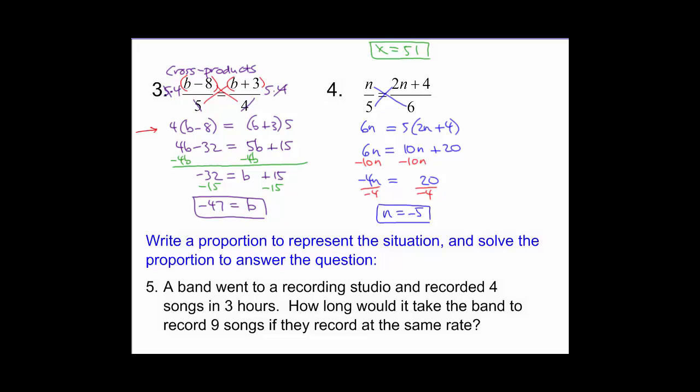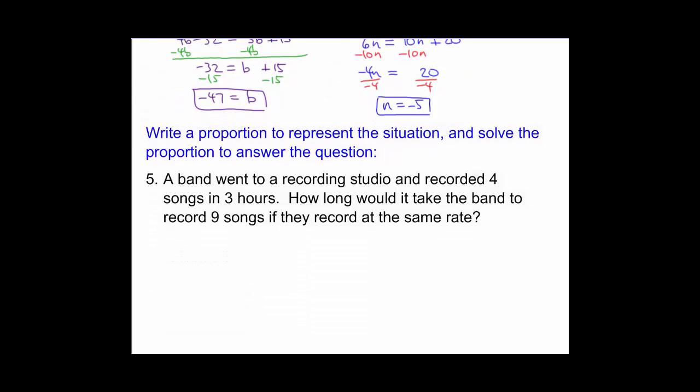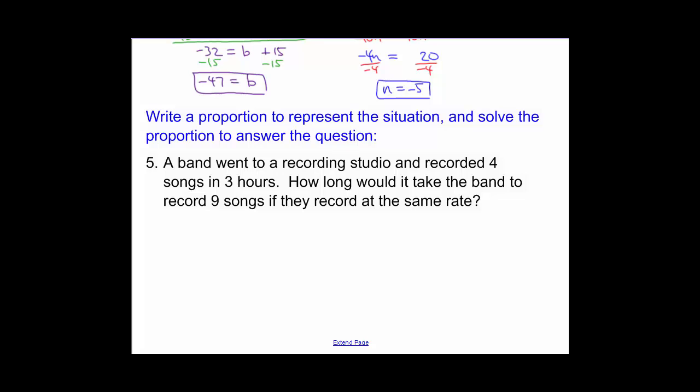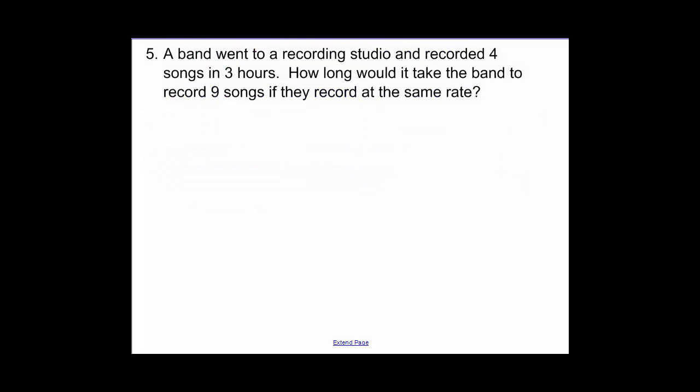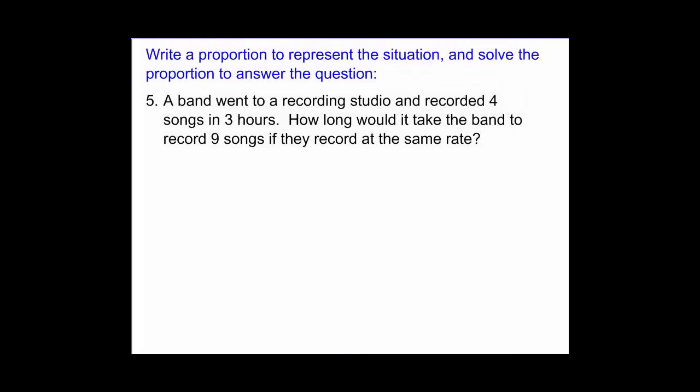So that's the method of using cross products to solve proportions. You're going to get a chance to practice this in the bookwork here in a minute. But first, let's try one final problem, a word problem. Because we know that we're solving a proportion, we want to listen for the two fractions. As we read the problem, we're going to try to find the proportion, the fraction equals a fraction that this problem is describing. And then we'll solve that proportion using cross products and answer the question.